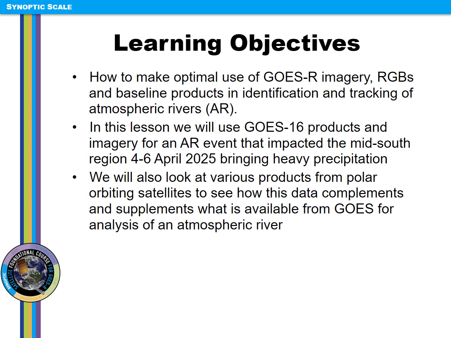For our learning objectives, we'll be using GOES-R imagery, RGBs, and products in identification and tracking of atmospheric rivers. In this lesson, we'll use GOES-16 products and imagery for an atmospheric river event that impacted the Mid-South Mississippi River region in April of 2025. We'll also look at various products from polar orbiting satellites to see how this data complements and supplements what is available from GOES for analysis of an atmospheric river.